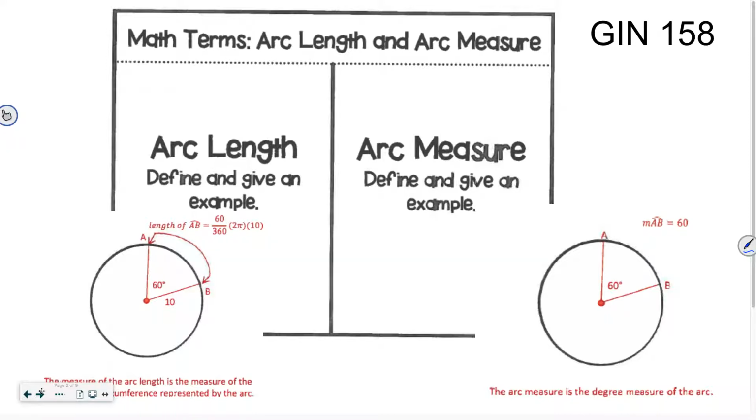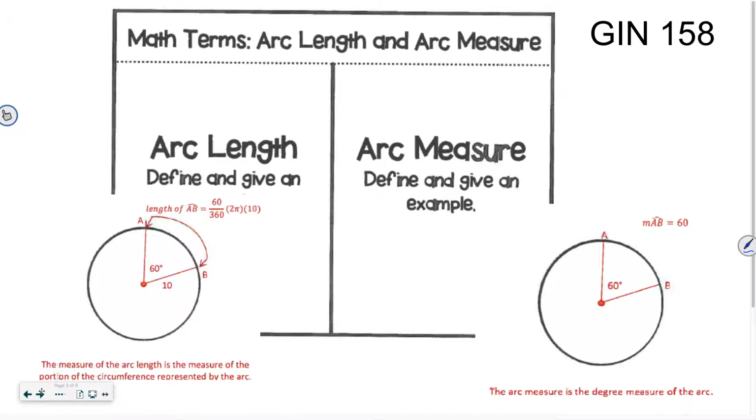And so the first thing is arc length. Here is a picture of it, and arc length is the measure of the portion of the circumference represented by the arc. So the length of the arc is how long a string would be if it connected those two pieces of a circle. So it is a curved line that we're measuring, so we can't just pull a ruler out. We have to use a formula to figure it out, okay?